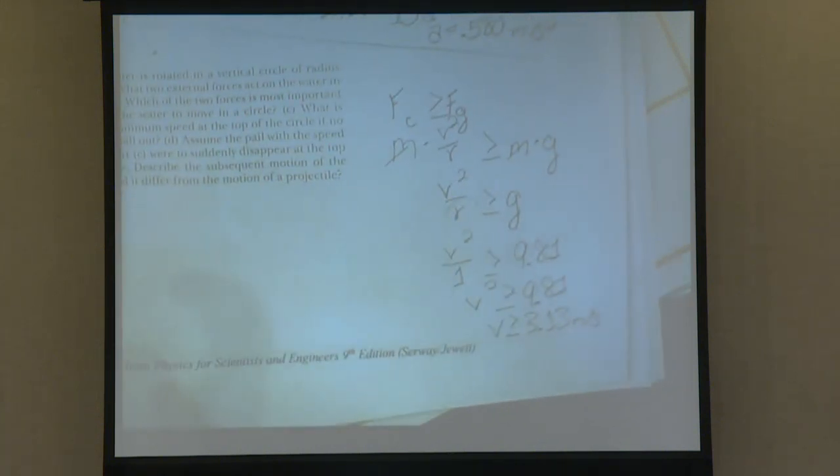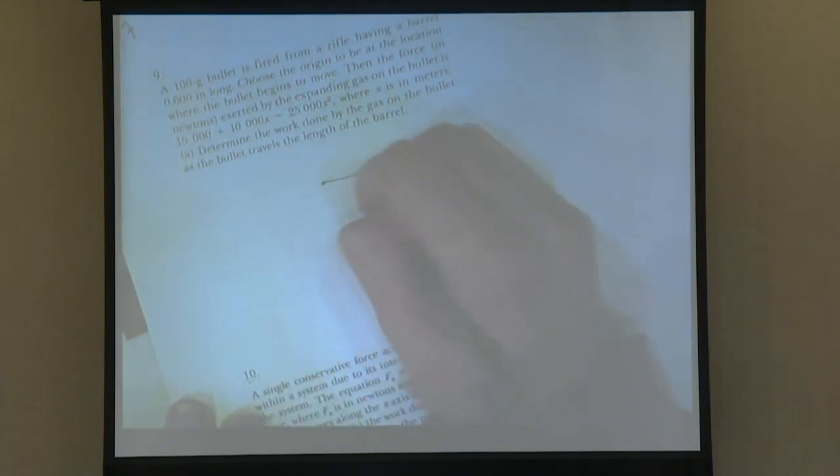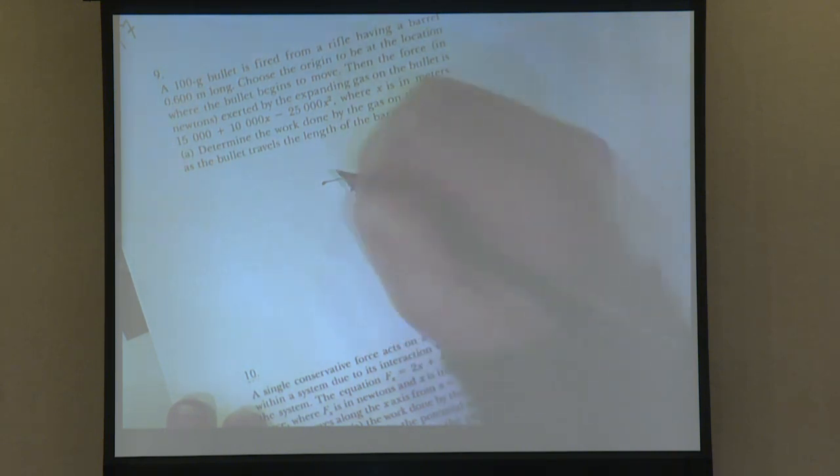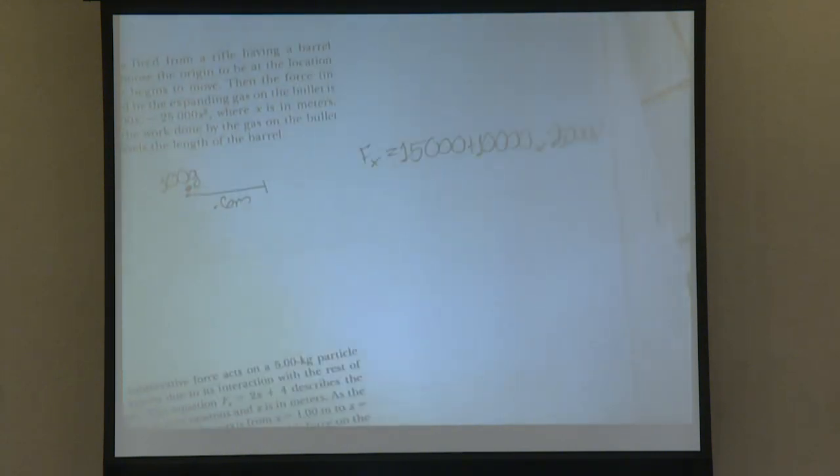Okay, so moving on. Looking at number 9, we have a 100-gram bullet fired from a rifle, and it has a barrel that's 0.6 meters long. So it's going to begin moving at the origin, and then it's going to move 0.6 meters. The force that's exerted is 15,000 plus 10,000 x minus 25,000 x squared, and x is in meters.